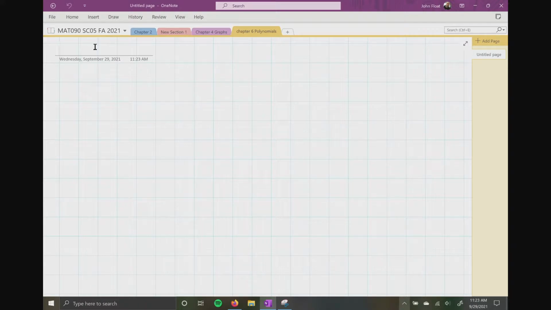So section 6.1, adding and subtracting polynomials. Now, I don't think it's fair if I just show you how to add and subtract polynomials without actually telling you what a polynomial is.